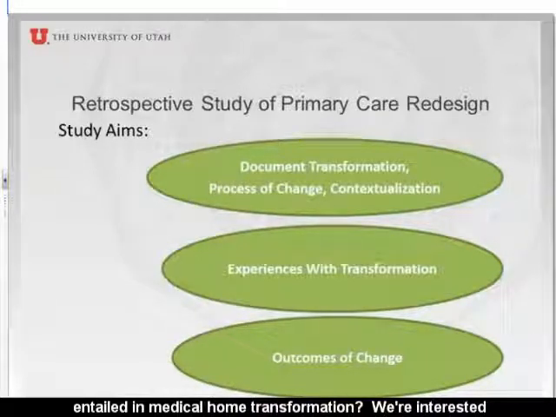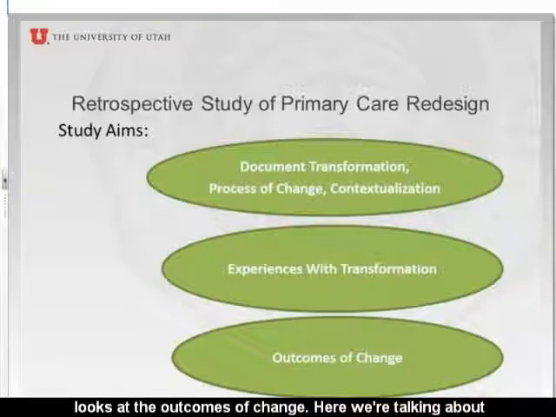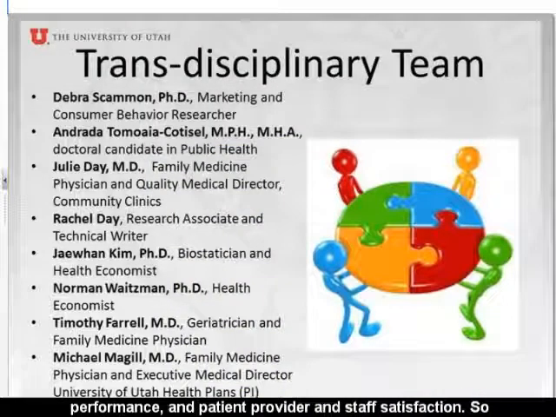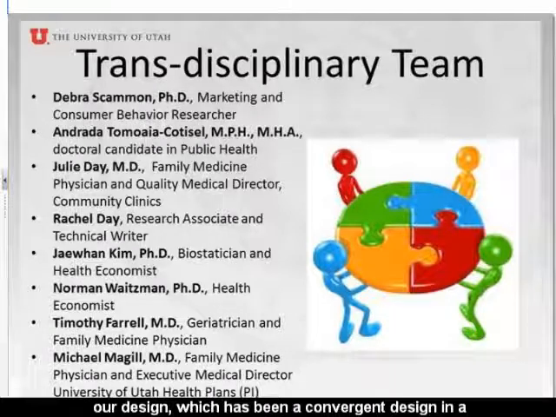And then the third bubble looks at the outcomes of change. And here we're talking about outcomes in terms of clinical quality, financial performance, and patient, provider, and staff satisfaction. So those are the three major foci. And as we've heard, the complexity of mixed methods design can be great. And we'll be looking at our design, which has been a convergent design in the case study framework of a particular network of practices here at the University of Utah.